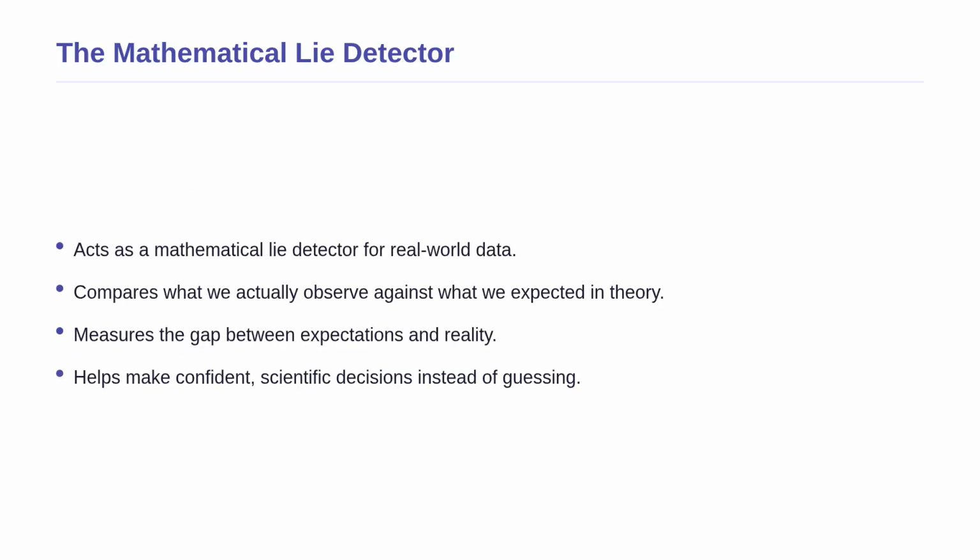Now that we have our candy puzzle in mind, let us understand what this test actually does. The chi-square test acts as a mathematical lie detector. In biology and medicine, we often have a theoretical expectation of what should happen, but real-world data is messy. By comparing what we actually observe against what we expected to see, this test measures the gap between our expectations and reality. If that gap is too large, it tells us that our initial theory might be wrong. This allows researchers to make confident, objective scientific decisions, instead of just relying on gut feelings or guessing.